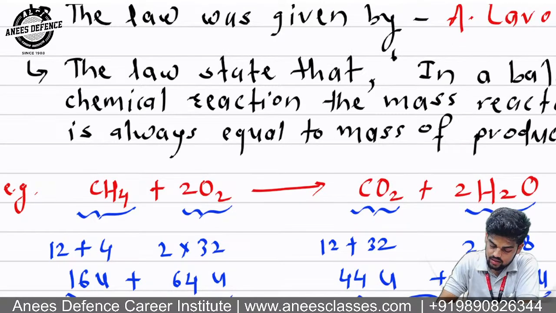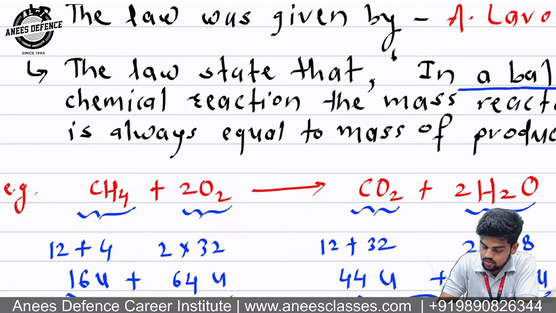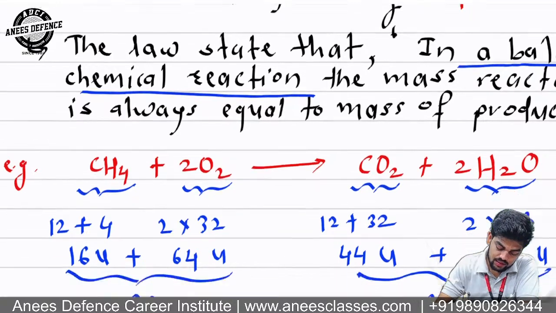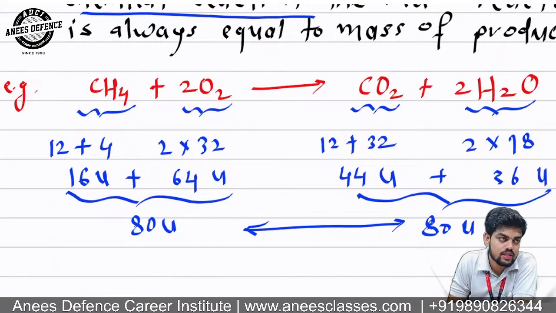The law states that in a balanced chemical reaction, the mass of reactant is always equal to the mass of product. और यही हमने इस रिएक्शन से सीखा कि मीथेन का जब हम कंबशन करते हैं ऑक्सीजन के साथ, तो रिएक्टेंट का टोटल मास है 80 U और हमें प्रोडक्ट का भी कितना मास मिल रहा है? 80 U.